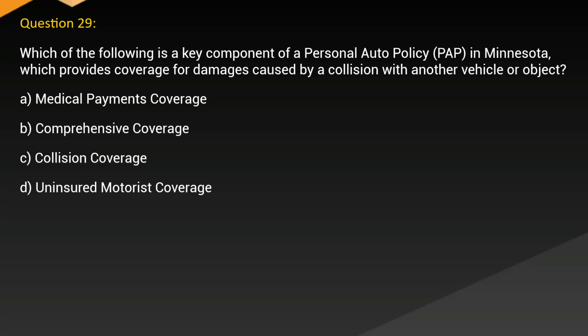Question 29. Which of the following is a key component of a personal auto policy (PAP) in Minnesota, which provides coverage for damages caused by a collision with another vehicle or object? A. Medical payments coverage, B. Comprehensive coverage, C. Collision coverage, D. Uninsured motorist coverage.